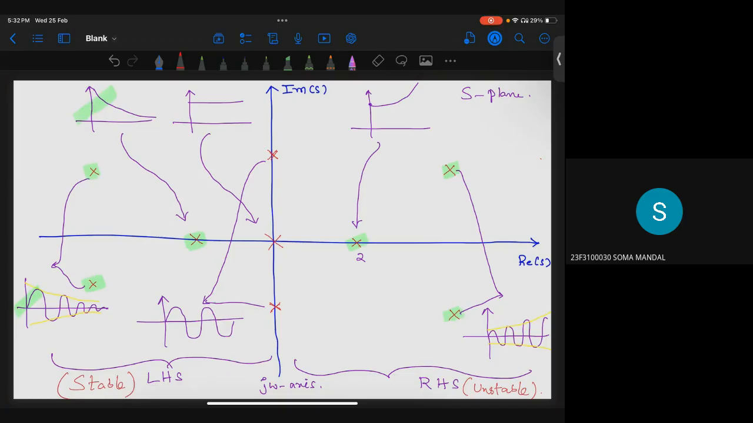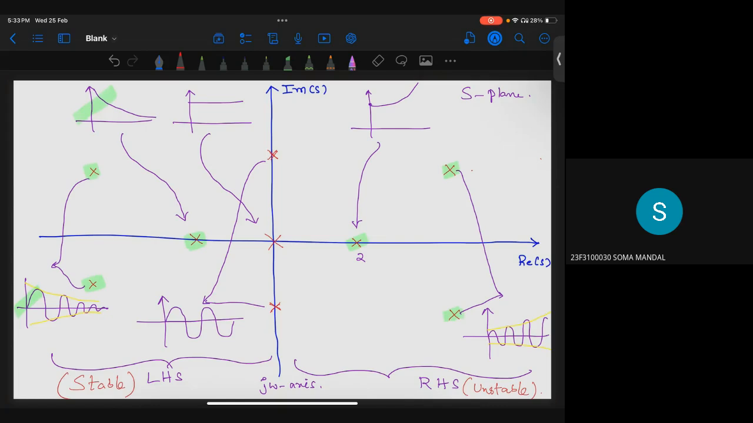So only the real part has to be negative for a stable system. For an unstable system, only the real part has to be positive. Okay, the imaginary part can be anything, because here imaginary is positive, here imaginary is negative, correct? So that will not affect. Is this clear?